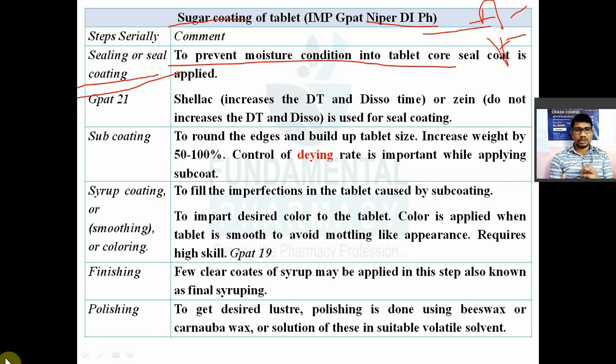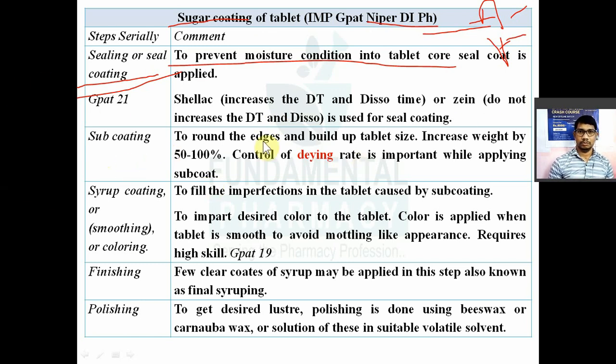The second step in sugar coating of tablet is subcoating. What does subcoating mean? Here you have to apply a few coats of sugar, a sugar solution syrup, to round the tablet edge. What is its purpose? To round the tablet edge.